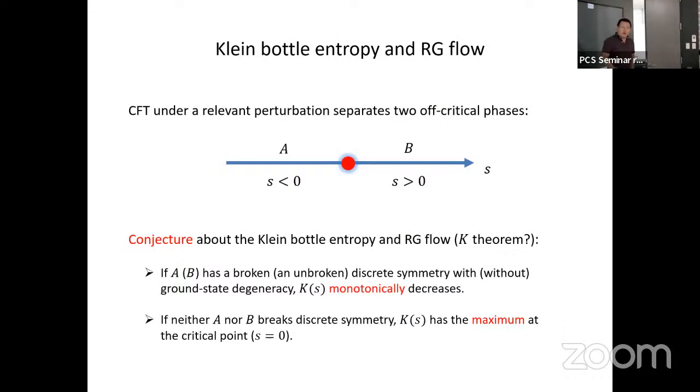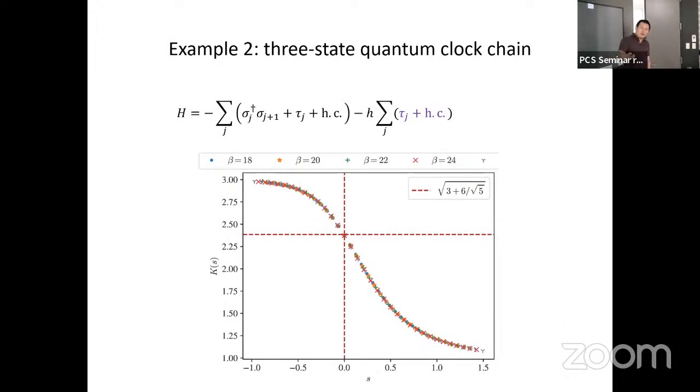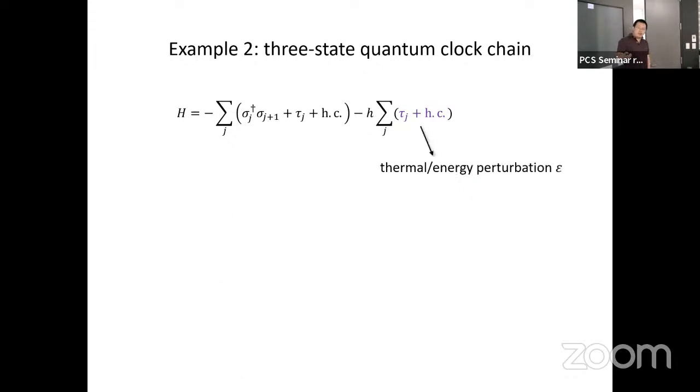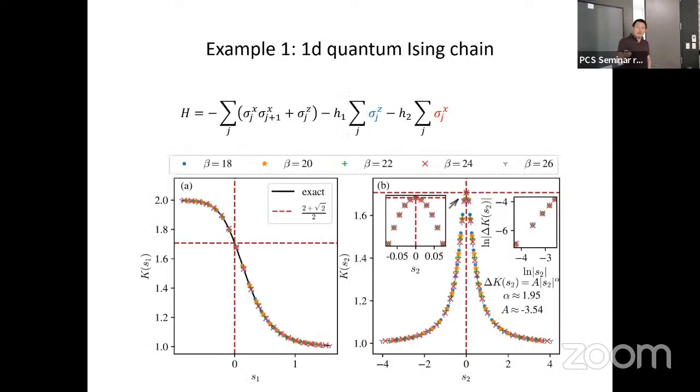Okay, so based on these numerical results, we actually have one interesting conjecture. It's a bit similar to the Affleck-Ludwig g theorem, where the boundary entropy is related to the RG flow. Here, one interesting observation is that in this example, you see that the entropy monotonically decreases if there is a symmetry breaking. But if you consider the Ising chain with magnetic perturbation, then the entropy is maximized at the critical point. Starting from this maximum, it also monotonically decreases.